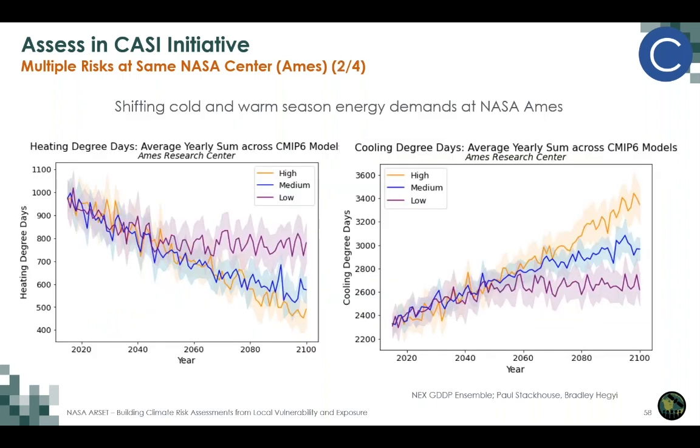There is also a shift of energy load moving from the cold season, where heating was a priority, towards the warm season, where cooling is a priority. So the overall change in heating degree days is shown on the left, and the increase in cooling degree days is shown on the right.